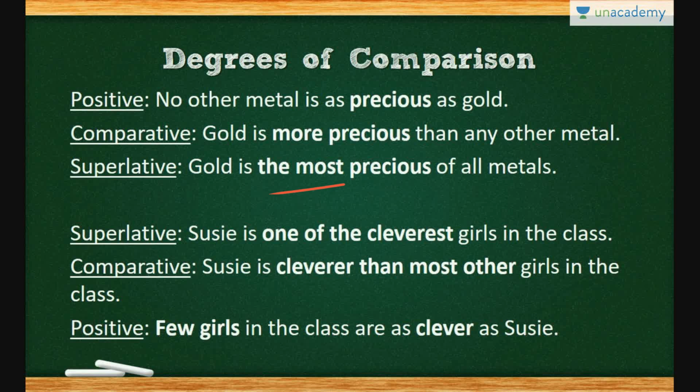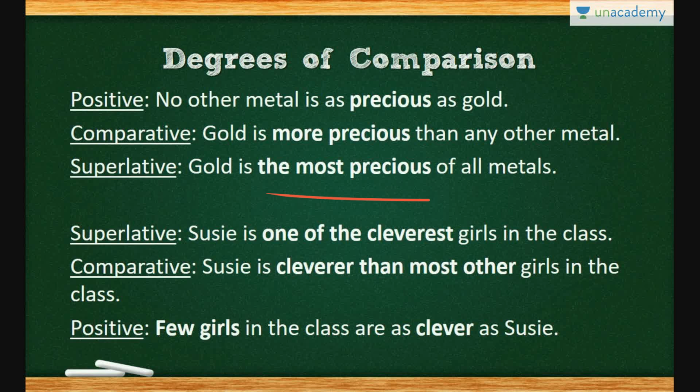No other metal is as precious as gold. This is the simplest form. Gold is more precious than any other metal. We are comparing it, so comparative degree. Gold is the most precious of all metals. Now this is superlative. Now gold is the most precious. There is no metal as precious as gold.